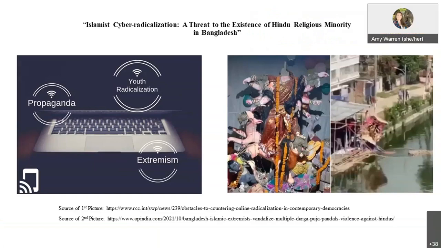Islamist cyber radicalization in Bangladesh is a very common phenomenon nowadays. Basically, Islamist cyber radicalization is a process through which Islamic extremists or cyber radicalists post different propaganda or spread religious extremist news over social media to incite or motivate the youth, basically the like-minded Islamic youth, to attack the Hindu religious minority or other minorities or the secular government of our country.